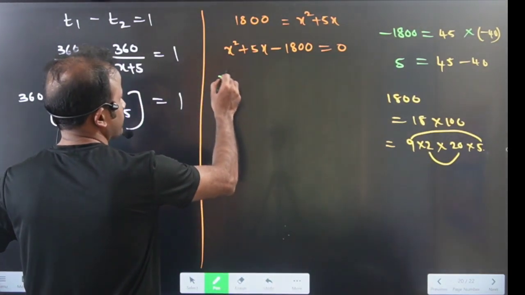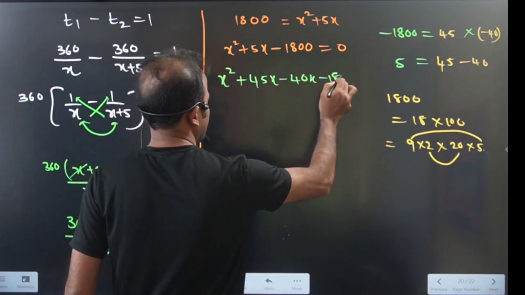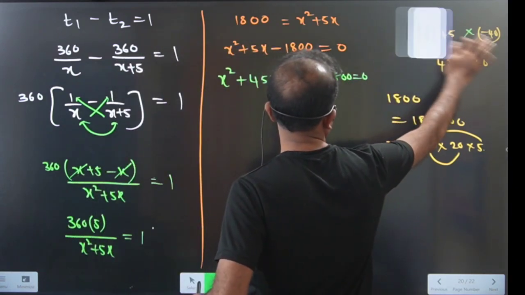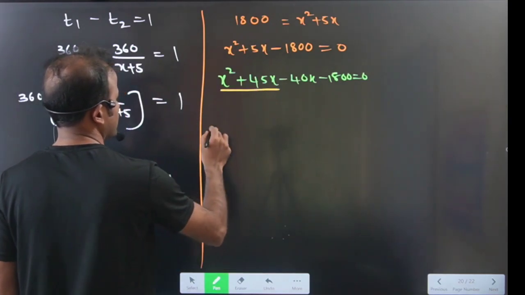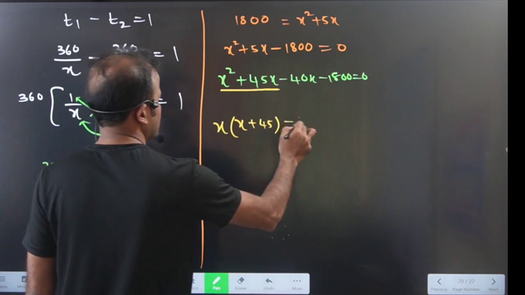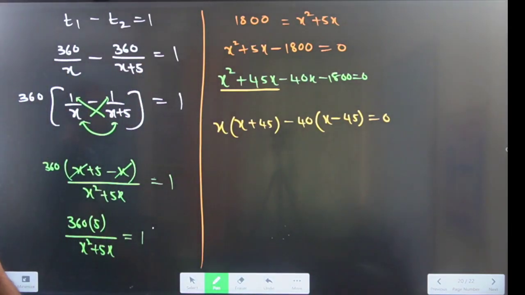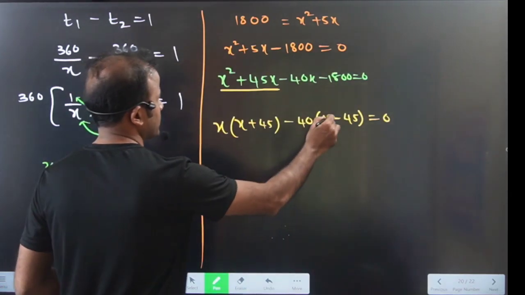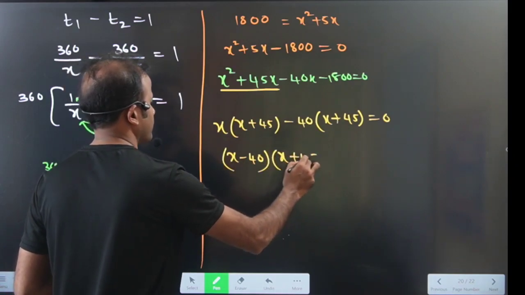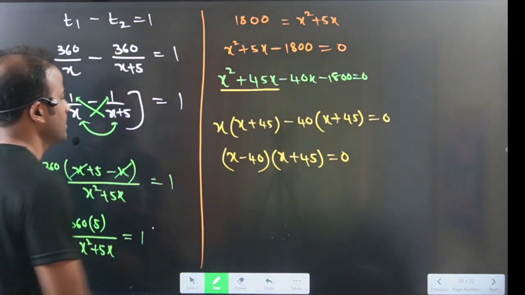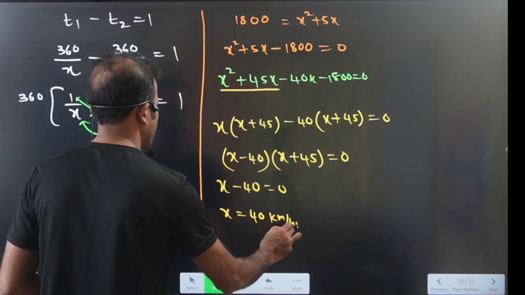Okay, so x square plus 5x, this 5x we can write as 45x minus 40x, minus 1800 equal to 0. Is it clear, everyone? Next, from the first two terms we can take x as common, and from the next two terms we can take 40 as common. I wrote it directly: 40 into 45 gives 1800, you can check. So we took (x minus 40) common. So (x minus 40) into (x plus 45) equal to 0, right? Then x minus 40 equal to 0, x equal to 40 km/h, and this is your answer.